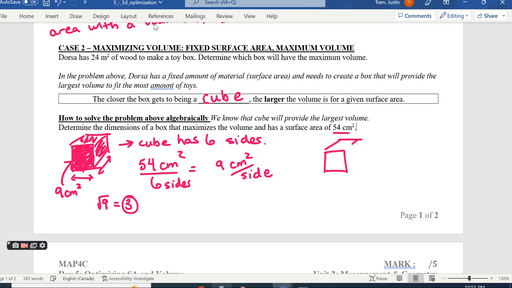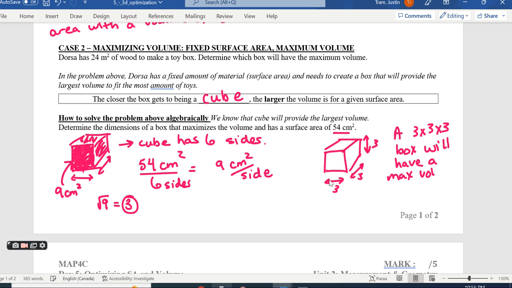Let me just redraw it here. It would have to be a distance of 3 here, a distance of 3 here, and a distance of 3 here. So determine the dimension that will maximize the volume. So a 3 by 3 by 3 box will have a max volume with a surface area of 54 centimeters squared.